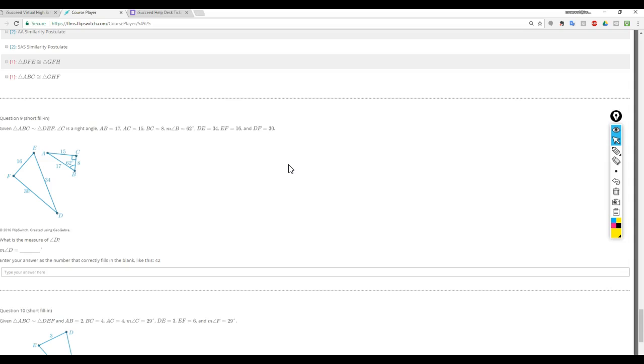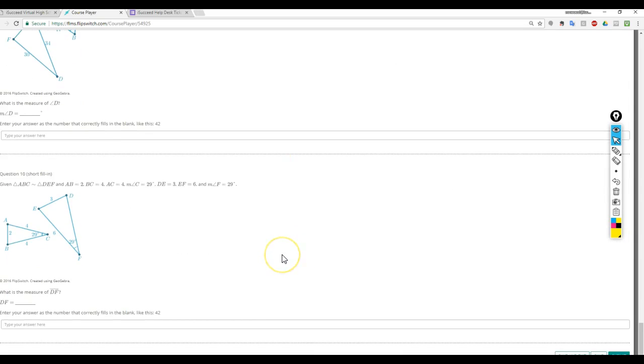Lesson 18's checkpoint. So we're going to start with question 10 and then we're going to jump to the example proof. So, given triangle ABC is similar, that's what this symbol means, to triangle DEF. And the length of AB is equal to 2, the length of BC equals 4, the length of AC equals 4, measure of angle C equals 29 degrees, length of DE equals 3, length of EF equals 6, and the measure of angle F equals 29. What is the measure of segment DF?